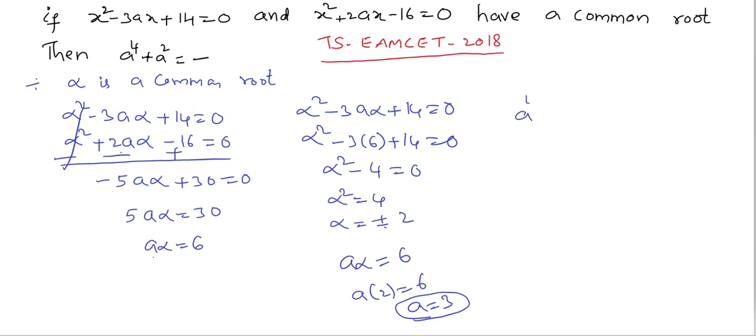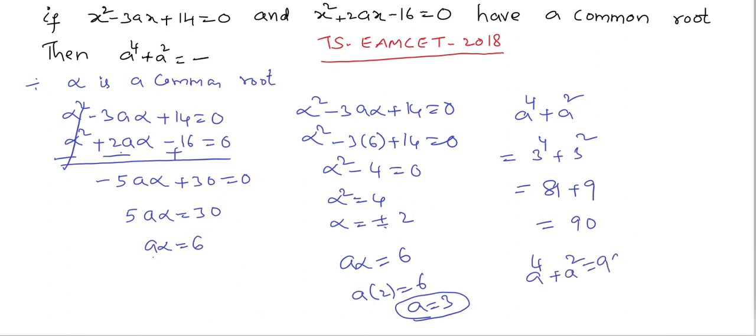Now we find a power 4 plus a square. A power 4 is 3 power 4 plus a square is 3 square. 81 plus a square is 9. 81 plus 9 is equal to 90. So a power 4 plus a square is equal to 90.